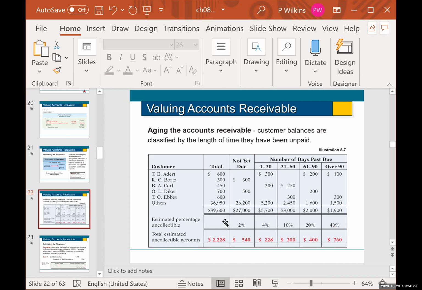So you'll see that on the very bottom in red is the dollar amount they think is going to go bad for each of those sections. And right above that, you're going to see a percentage. So the person that did this estimation says that they estimate that 2% of what's not due yet is going to go bad, 4% of the 1 to 30 days, 10% of the 31 to 60 days, 20% of the 61 to 90 days, and 40% of the over 90 days is going to go bad. So that's how they come up with their number.